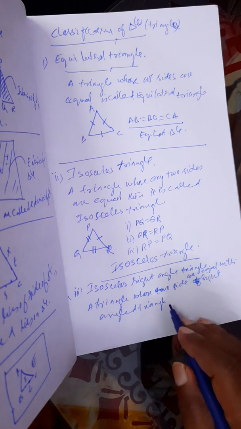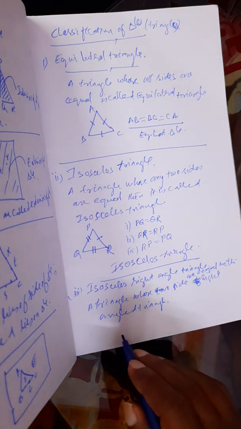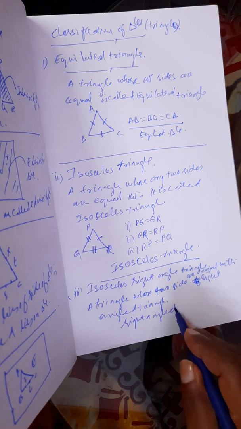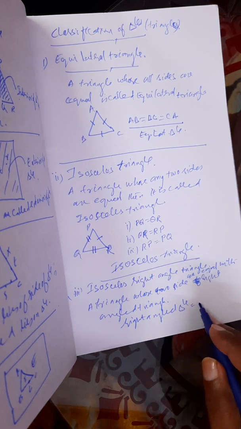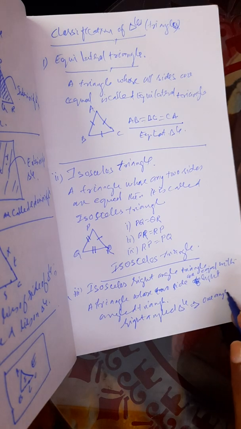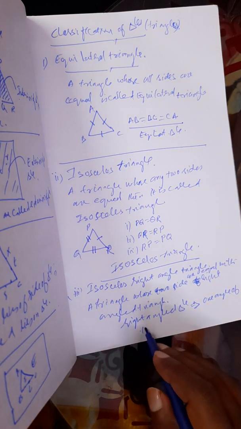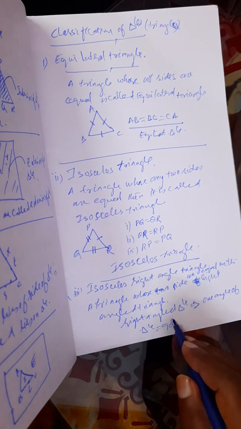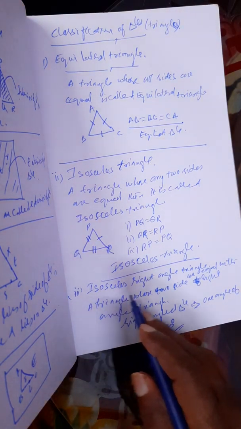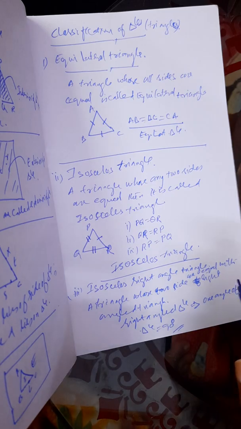In a right angle triangle, one angle should be 90 degrees. Right angled triangle means one angle of the triangle is equal to 90 degrees. Any one angle is 90, and the other two sides are equal, so we call it an isosceles right angle triangle.